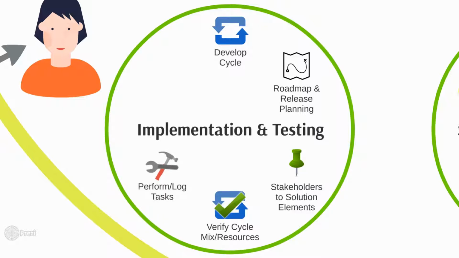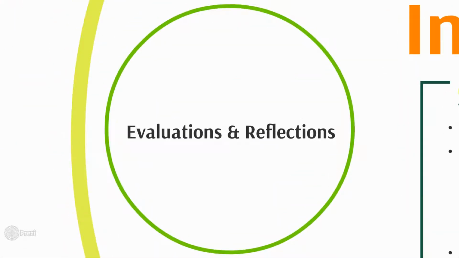Tasks are logged as the cycle is implemented. Testers verify that solution elements meet the acceptance criteria outlined in conditions. After completing a cycle, depending on the method, burn charts can be reviewed to determine if the implementation is on track, and a retrospective can be conducted.